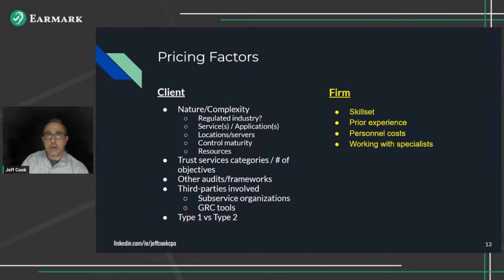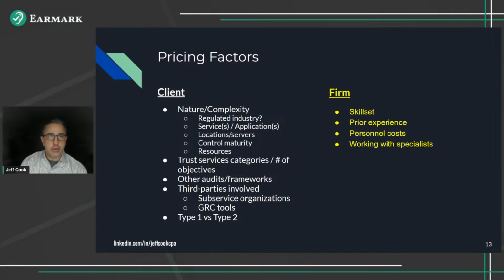Third parties, who's involved? What are the subservice organizations? We talked about GRC tools before. When I talk about subservice, by the way, if we're, let's say, a SaaS application and we're sitting on an infrastructure provider such as AWS or Microsoft Azure, that's a subservice organization because they're providing the underlying hosting of where our data is, right? So that's where they're a subservice org.